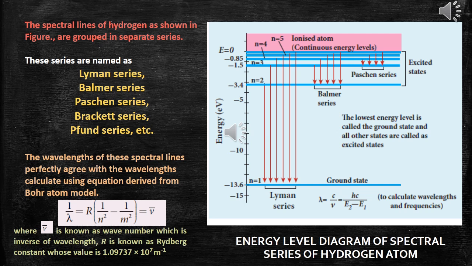The wavelength of each spectral line in each series can be calculated by using the following formula. That is 1 by lambda is equal to capital R in bracket 1 by n square minus 1 by m square, which is equivalent to nu bar, where nu bar is known as wave number, which is the inverse of the wavelength, and R is known as Rydberg constant, whose value is 1.097 into 10 to the power of 7 meter inverse. Nearby, the energy level diagram of the spectral series of hydrogen atom is shown.